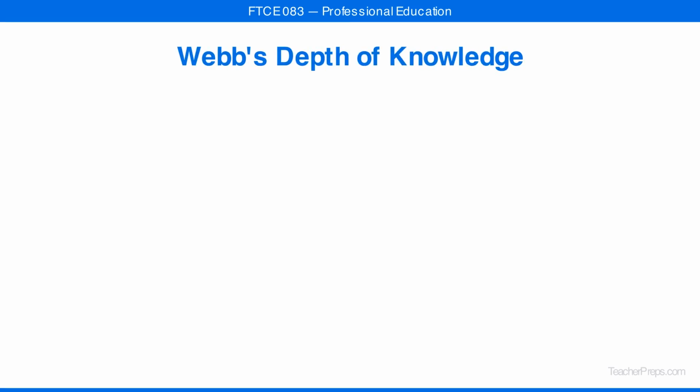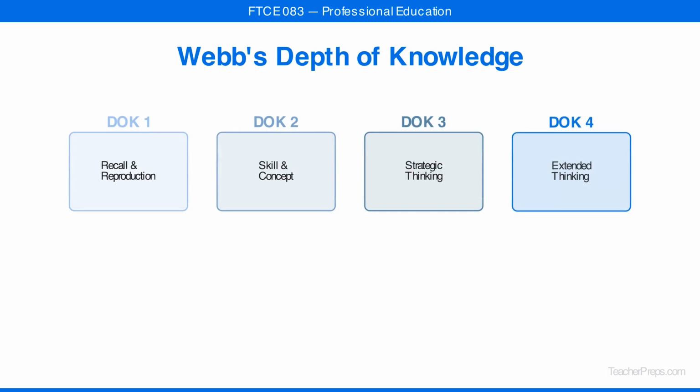Now let's learn Webb's depth of knowledge, or DOK. While Bloom's classifies the type of thinking, Webb's DOK classifies the complexity of thinking required. There are 4 levels. DOK 1 is recall and reproduction. Students recall a fact, definition, or simple procedure. Example, what is the capital of Florida?